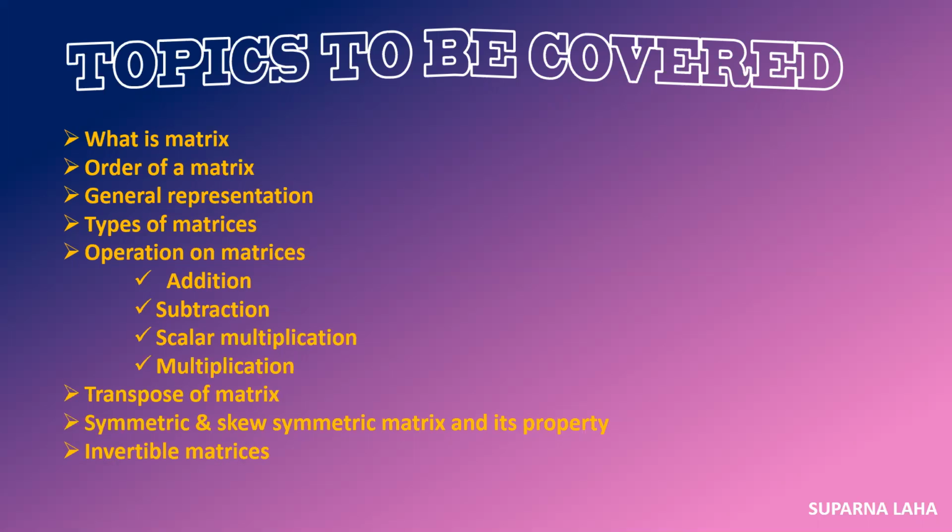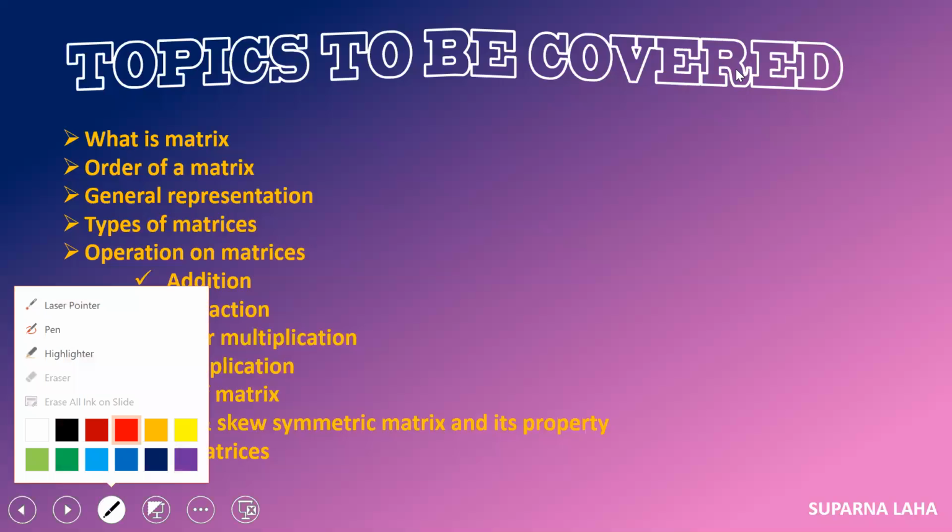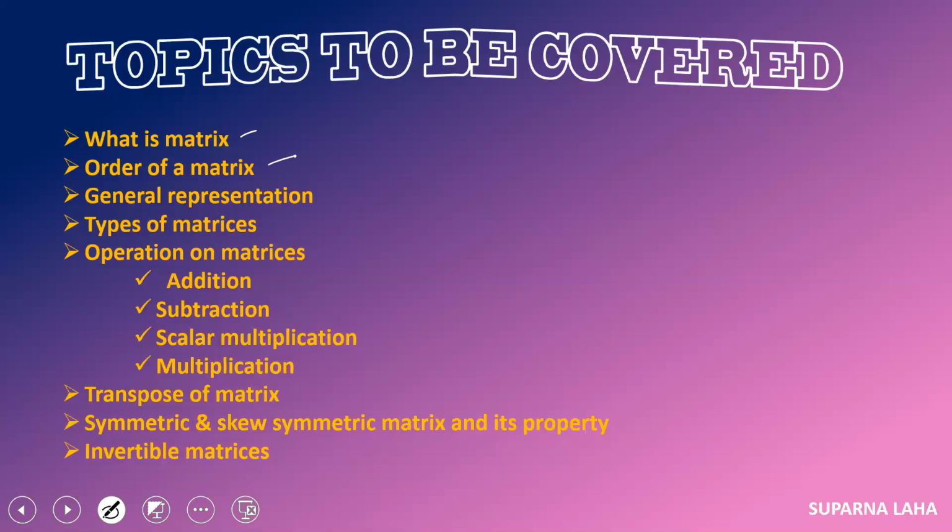But before starting invertible matrix, we should have a concept of determinant. So we will cover up to symmetric and skew symmetric matrix, then we will complete the determinant portion, another chapter, and then we will come back to matrices again and complete invertible matrices. So today we will talk about what is a matrix, the order of a matrix, and its general representation. These three topics today we will cover.